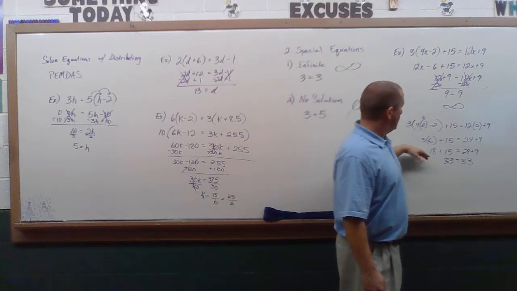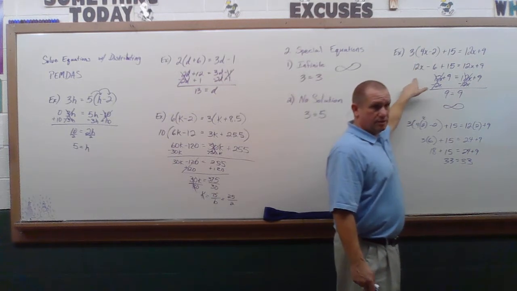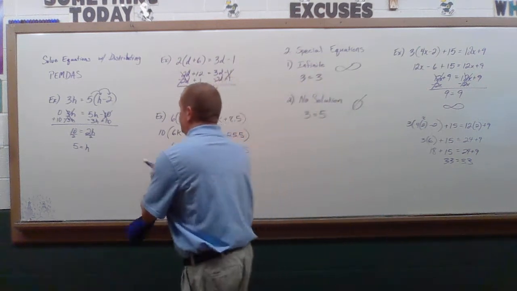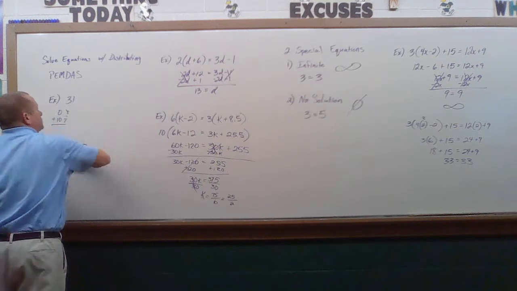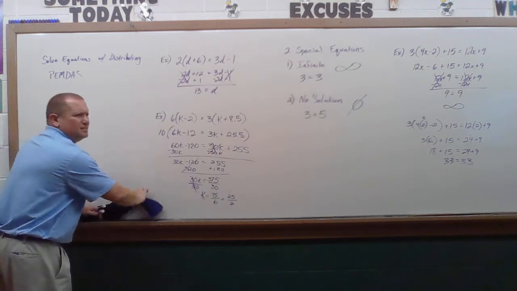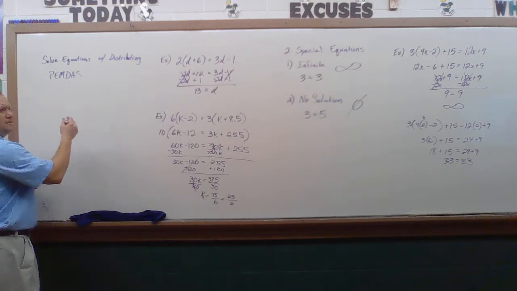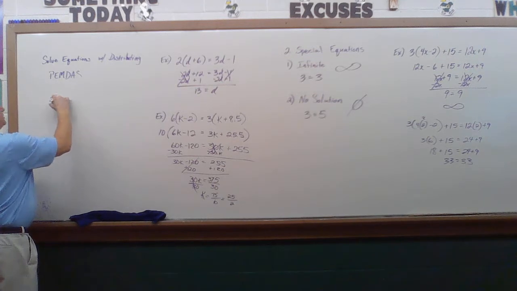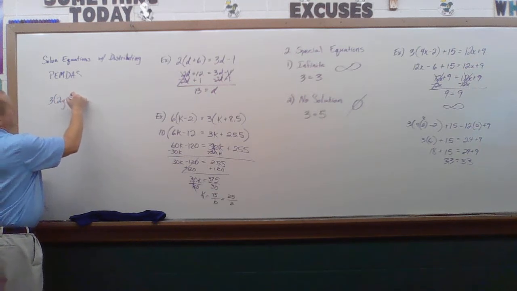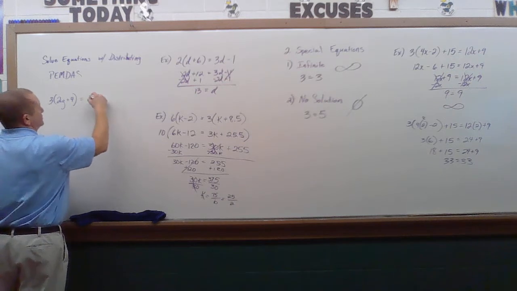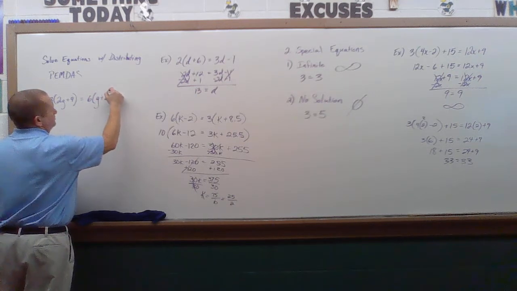Okay? You want to do one of these by yourself? Yeah? Alright. So, let's try 3 times the quantity 2g plus 4 equals 6 times the quantity g plus 2.